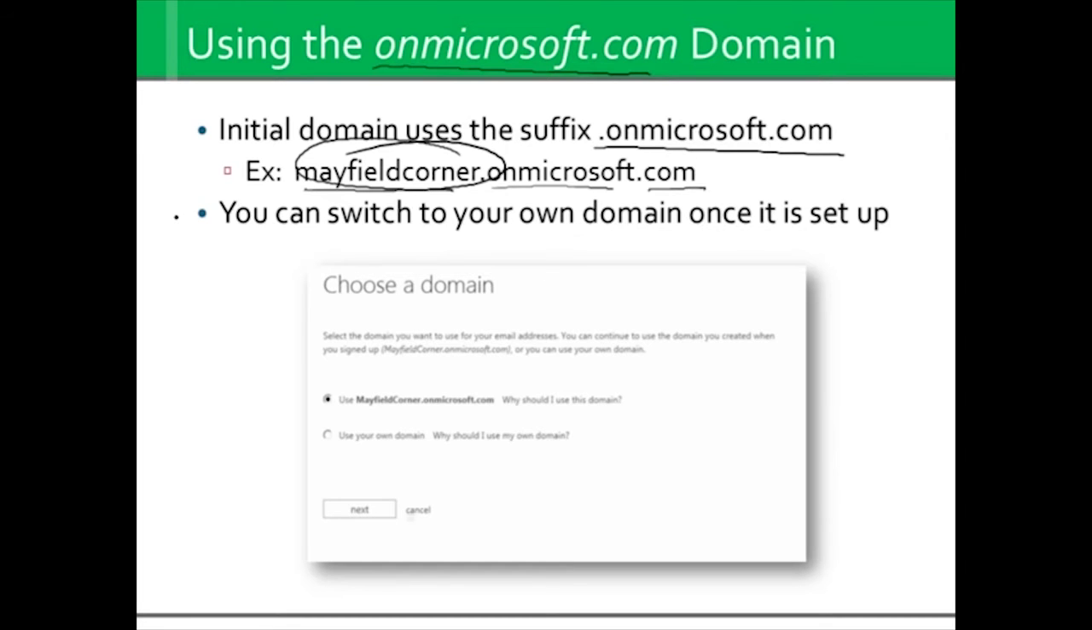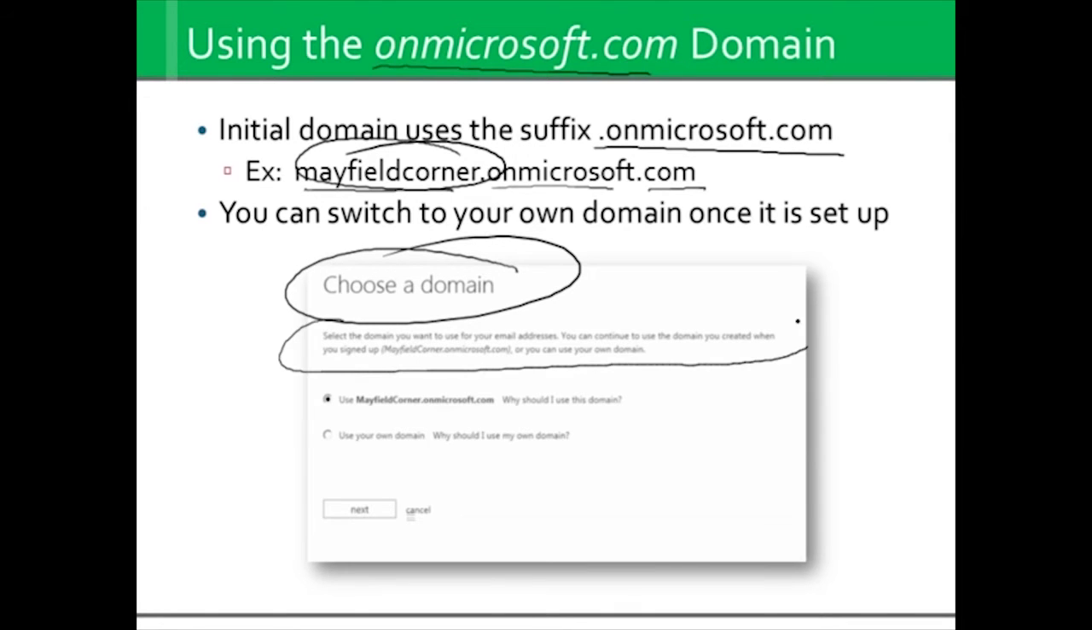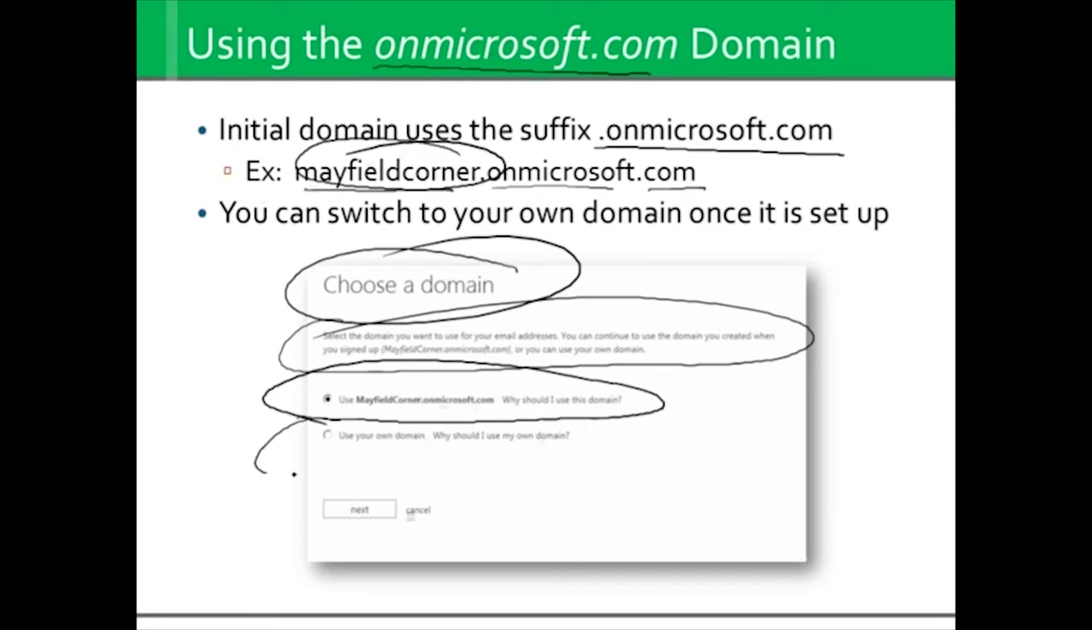Once you've got all the setup steps done, you get to actually choose which domain to use. So you'll see here we have choose a domain. Select a domain you want to use for your email addresses, because that's what really it's all about. Do you want to use mayfieldcorner.onmicrosoft.com, or do you want to use your own domain? So in this case, let's assume that I own Mayfield Corner.